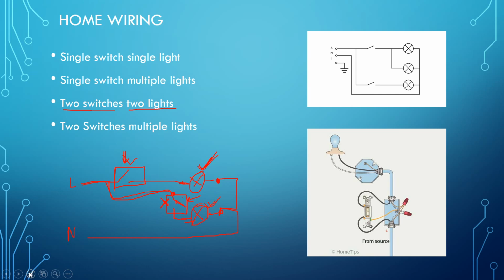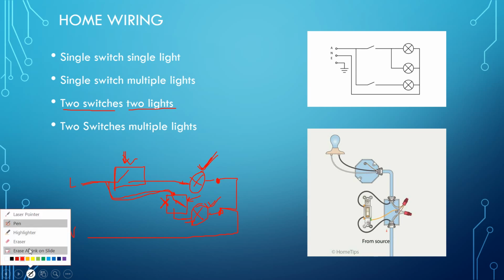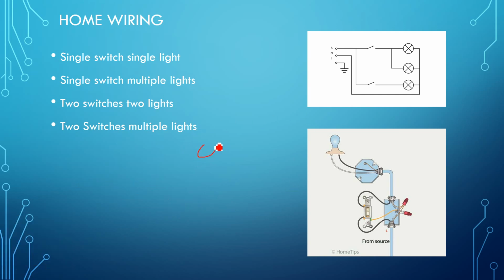If we have two switches for multiple lights, how can you do this? For example, if we have this light, this light, this light, and this light. As you know, the neutral will go to all of the neutral terminals of the lights. For example, we have here, here, here, and here. These will all be connected and given to the neutral line. Now we have the phases. I want these two lights to be connected from one switch and these two lights to be connected from one switch.